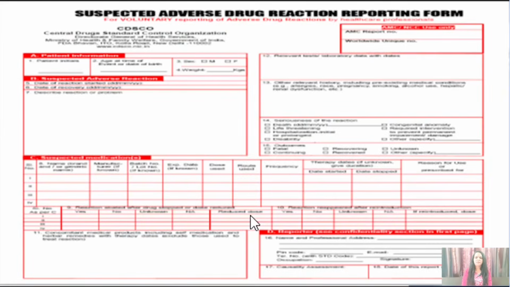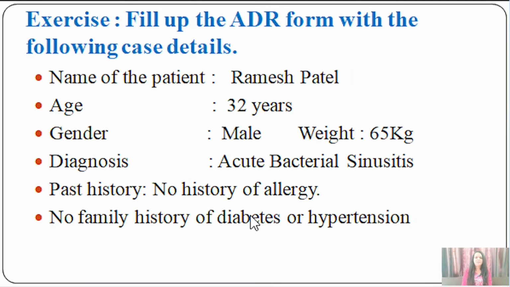So this is the suspected adverse drug reaction form that we will fill with the help of one case narrative. The exercise is to fill up the ADR form with the help of the following case details. Name of the patient is Ramesh Patel, age 32 years, male, 65 kg weight. Diagnosis is acute bacterial sinusitis. No history of allergy and no history of diabetes or hypertension in family.